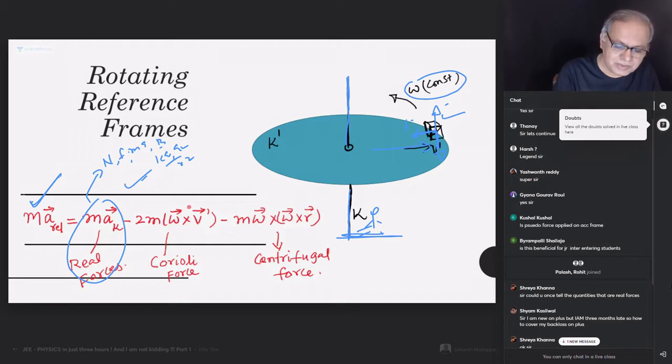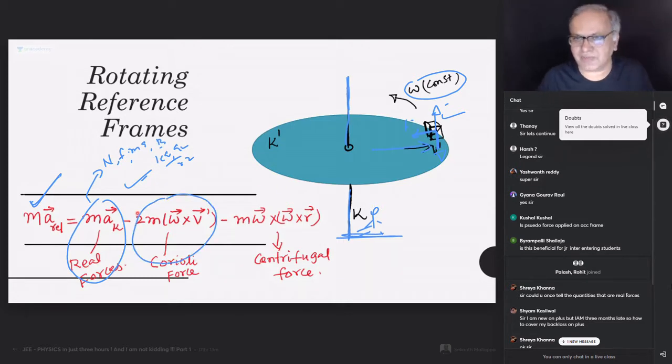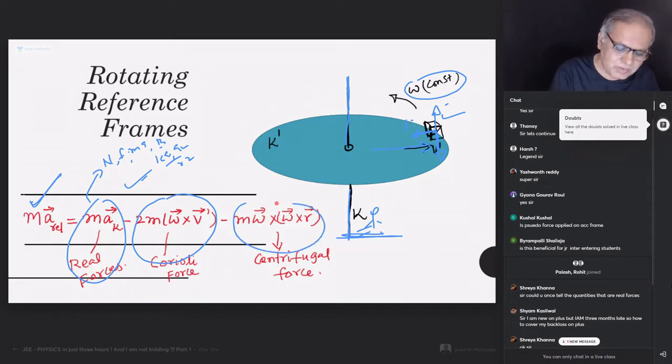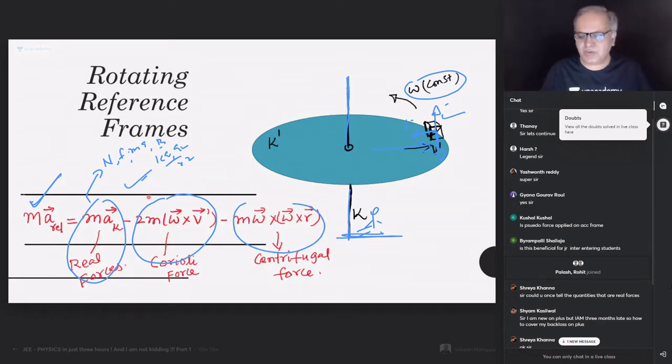Plus Coriolis force. This word people have heard in geography in their 8th, 9th classes to explain how the wind moves and forms what you call cyclones and all that. So that's the Coriolis force. This is the centrifugal force. So this equation is the most generalized equation.